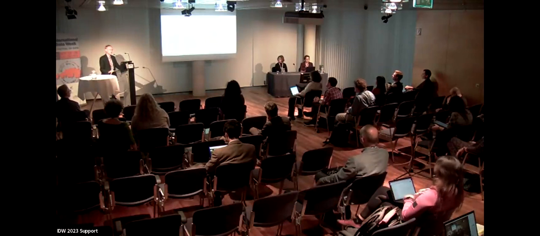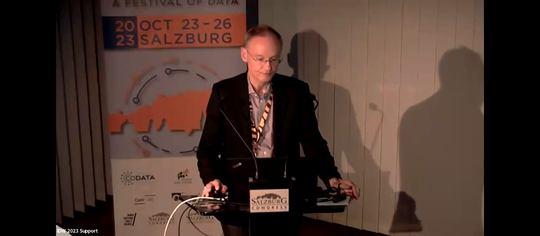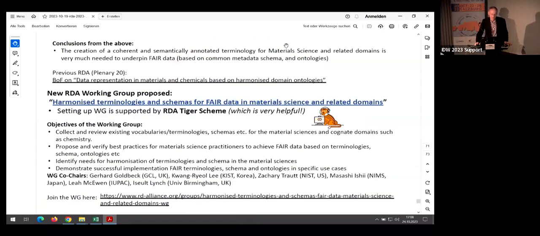Yeah, so what we are discussing, and also got the support from the RDA Tiger Scheme for, is to set up a new working group. And the background is really that the creation of a coherent and semantically annotated, as we just discussed, terminology and then also ontologies for material science and related domains is very much needed to underpin FAIR data. And also, as we have seen, there are nationally and internationally a lot of activities now and have been over the past years. So it's also, from that perspective, an opportunity to bring together all of these activities, utilize also already existing RDA recommendations from other groups, in particular vocabulary, metadata, and so on, and make that into a system that works on a practical level for material sciences.